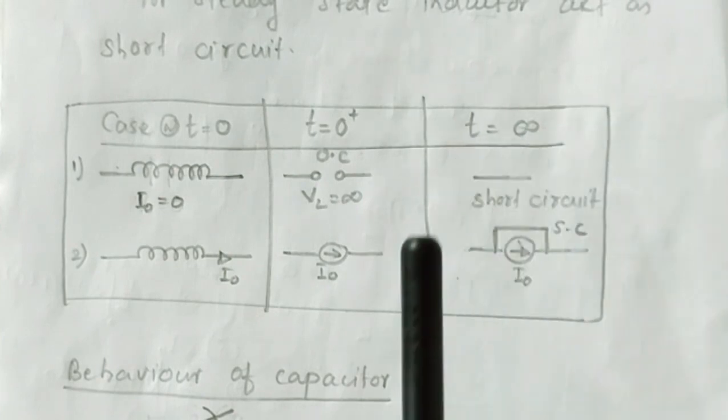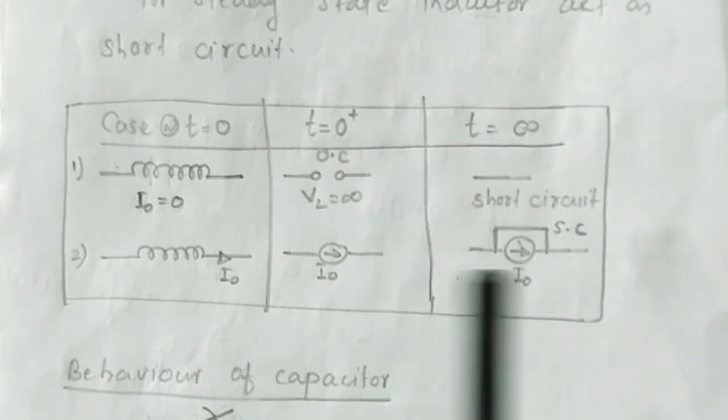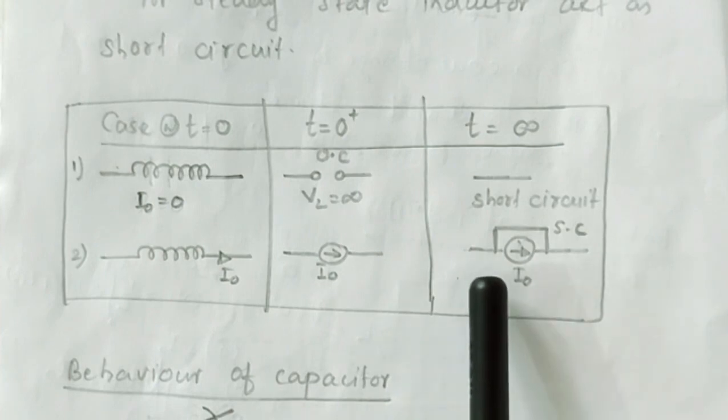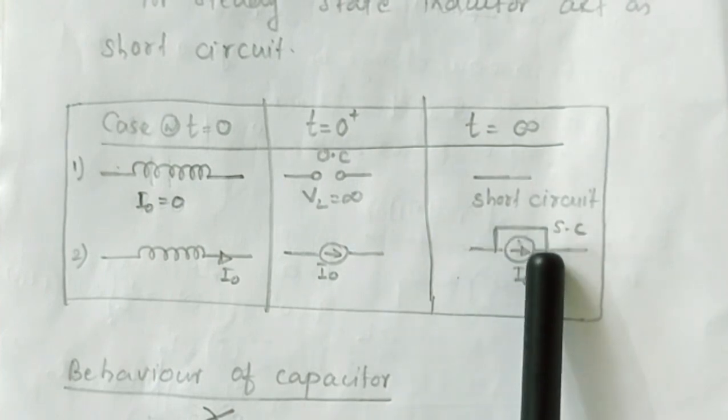Corresponding to t tends to infinity, that is the steady state condition, this is the equivalent circuit. VL is equal to L into di by dt, and as dt tends to infinity, VL becomes 0. So corresponding to that condition, a short circuit will come like this.